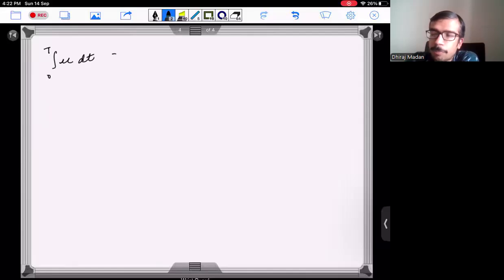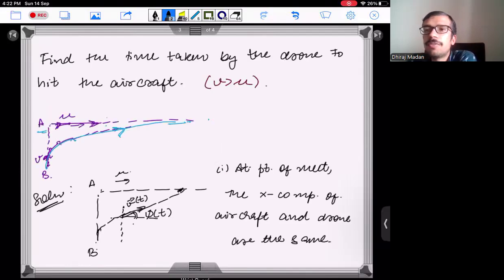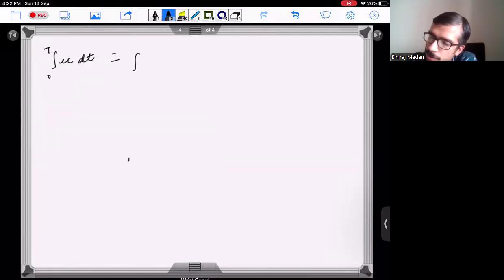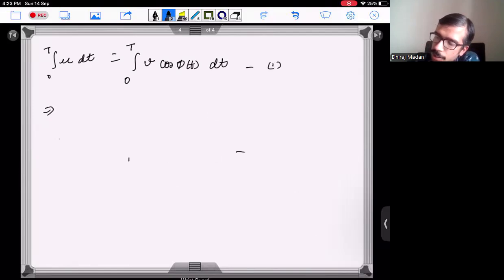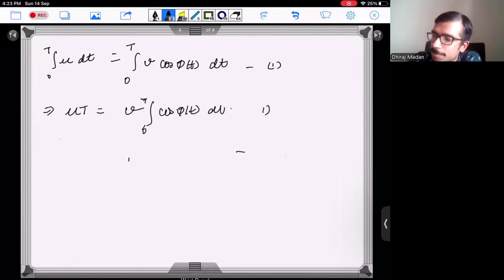So capital T is the time to meet, I'm assuming. And this must equal the x component of the drone. Now the x component of the velocity of this drone is v cos phi. So this is going to be the integral from 0 to T of v cos phi(t) dt. This phi(t) is actually going to change with time. So this is the first equation: uT equals v times the integral from 0 to T of cos phi(t) dt. So how do I now integrate this? This is my first equation. I'll number it here.